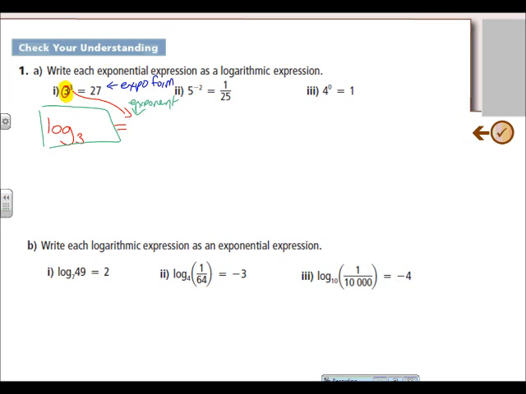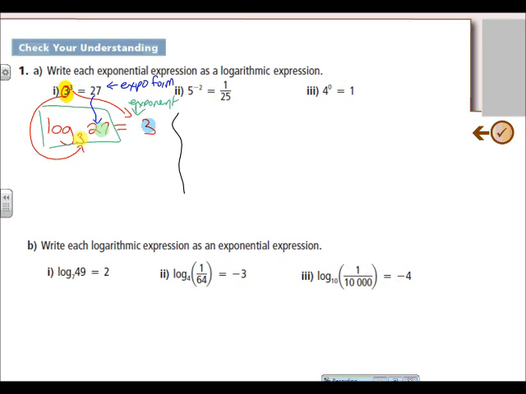So the exponent was that 3 over here. This 3 went here. That 3 went over there. And the 27 is going to come down into here. So it says log base 3 of 27 is equal to 3. Or in other words, 3 to the 3 is equal to 27.